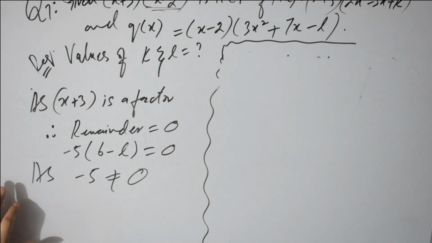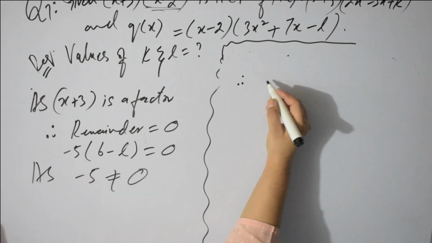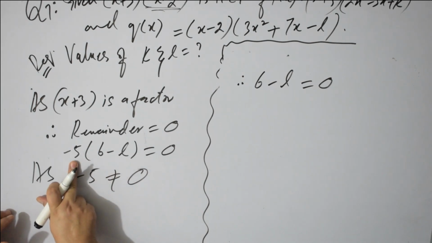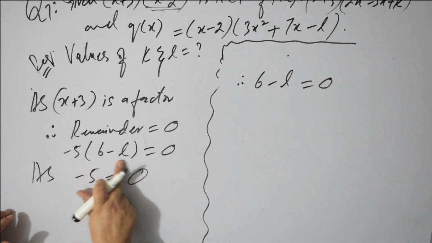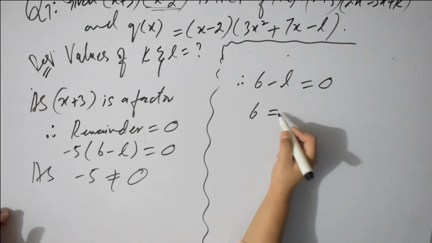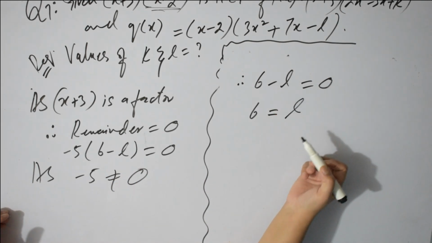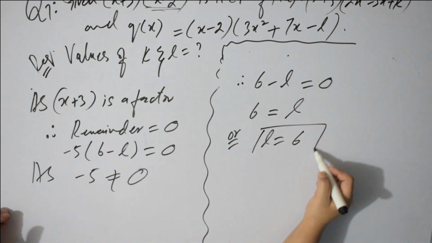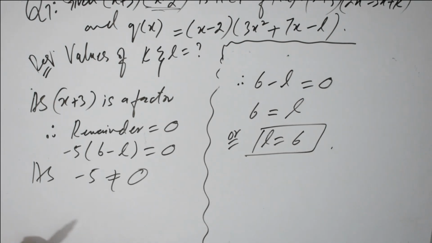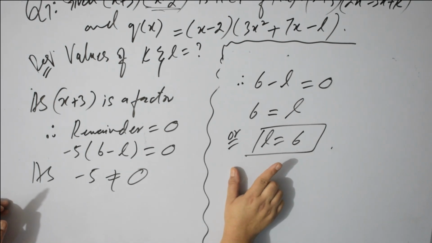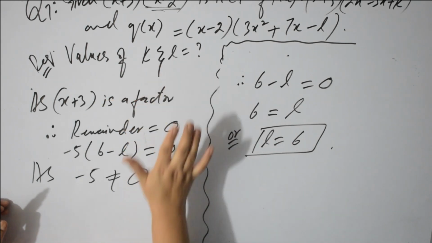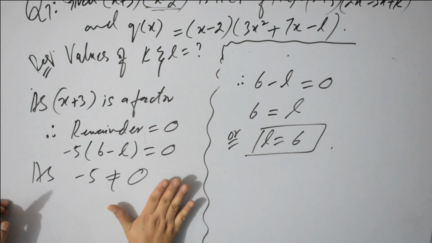The other factor, okay, the other factor. Therefore 6 minus L is equal to 0. Look students, this is a constant, this is not equal to 0, so this factor is equal to 0, and 6 is equal to, I shift this negative to the other side, it becomes plus L, or L is equal to 6. So this is the value of L, which is equal to 6. So now I got all these values, k and the value of L. So this is your question number 7.